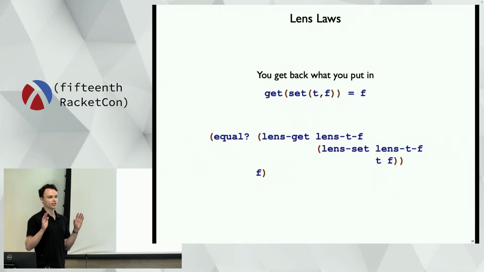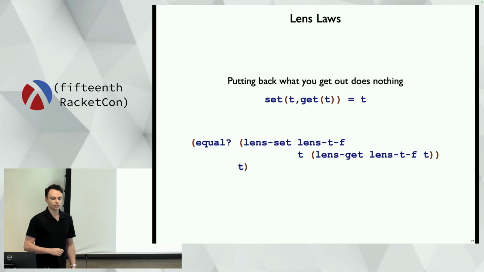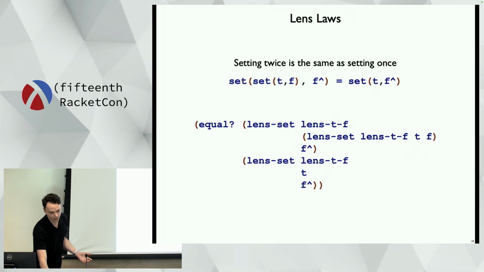So first of all, you can get a setter from a modifier by just supplying a procedure that returns a constant value. So if you set a new focus for the target, and then you get that using the getter, you should get that focus that you just put in. And if you get the focus and then you set the new focus to that value, it shouldn't change the target. And lastly, if you set the new focus twice, it should be the same as if you just set it to the new value once. So these are just sanity checks to make sure that lenses have sensible behavior.